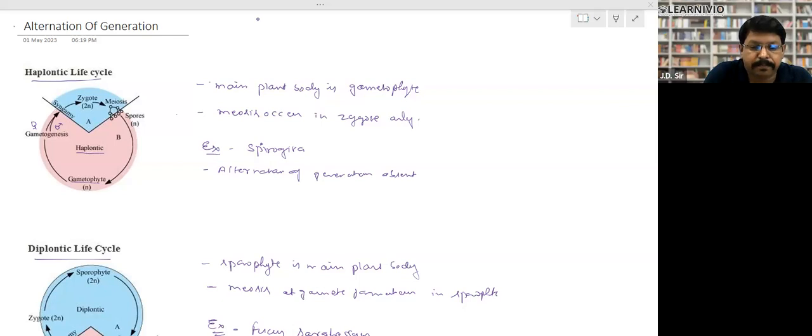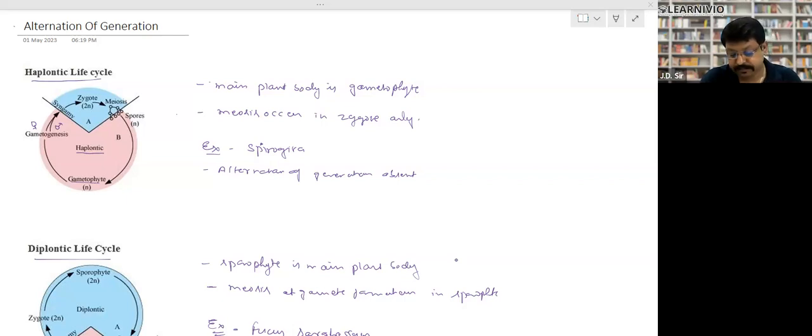So put the heading. Major heading will be alternation of generation, and the minor heading will be haplontic life cycle. Please start writing down in haplontic life cycle. First point. The main plant body will be gametophyte.